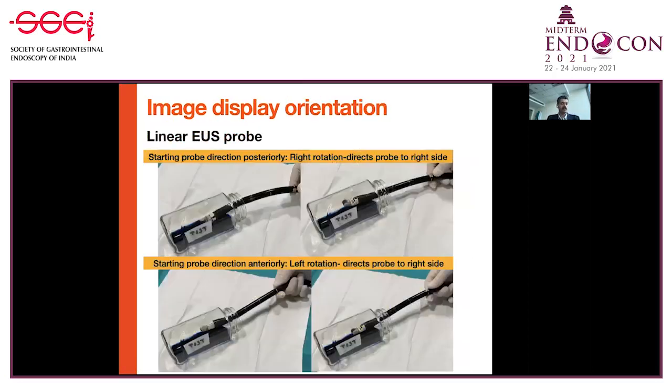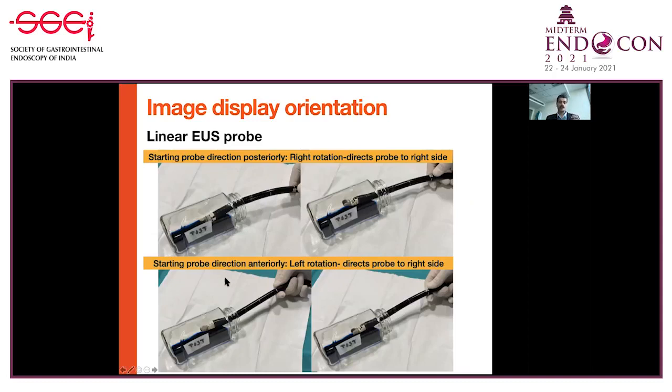How about the linear US display orientation? This is slightly more difficult to understand. I give you the analogy of a water bottle, of a glass bottle filled with methylene blue. Now, if the probe direction is posteriorly to start with, which means that you are imaging the coccyx or the sacrum to start with, if you rotate to the right, the probe rotates to the right.